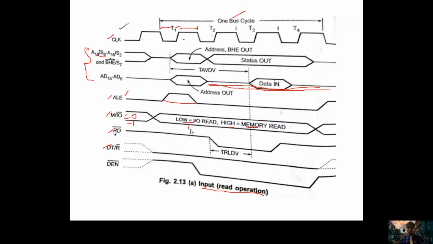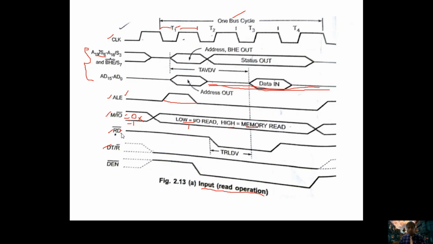So from this time only, T2 to T4 time only, it should be either high or low, depending on the requirement. For example, during T1 time, what happens? It is not high, not low, but it is in the inactive state, like a tri-state pin. So we are not giving 0, not giving 1. So in that case, what happens? No need of selecting memory, no need of selecting IO during T1 time. So only after T1 we select M by IO bar as 0 for selecting IO and 1 for selecting memory. Okay. And read bar also should be high.